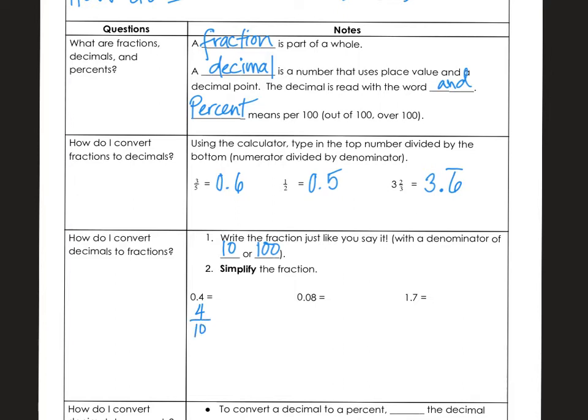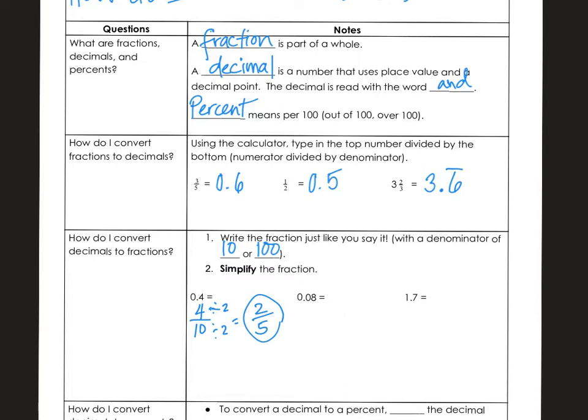And then when we simplify that, we realize that both the numerator and the denominator are even, so we can divide by 2 on both the top and the bottom. And when we do that, we get 2/5, and I can't simplify anymore. So that is our final answer.